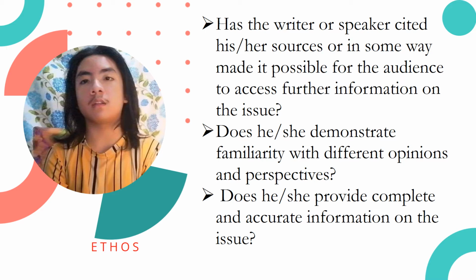Some of the questions you can ask yourself as you evaluate an author's ethos may include the following. First, has the writer or speaker cited his or her sources, or in some way made it possible for the audience to access further information on the issue? Next question, does he or she demonstrate familiarity with different opinions and perspectives? And the third one, does he or she provide complete and accurate information on the issue?